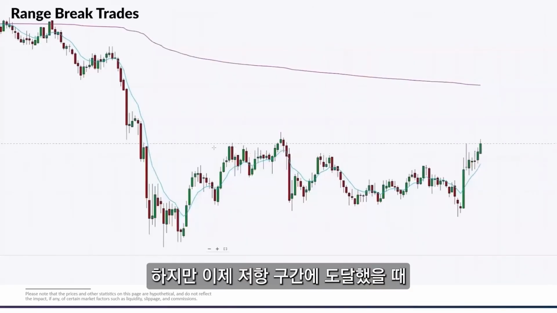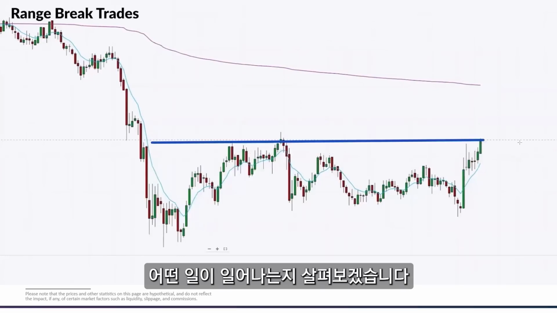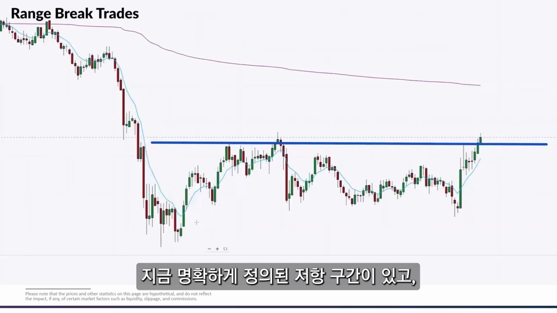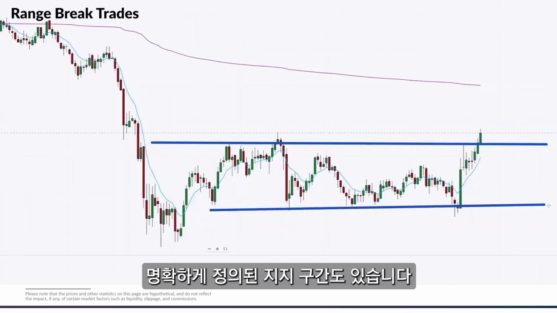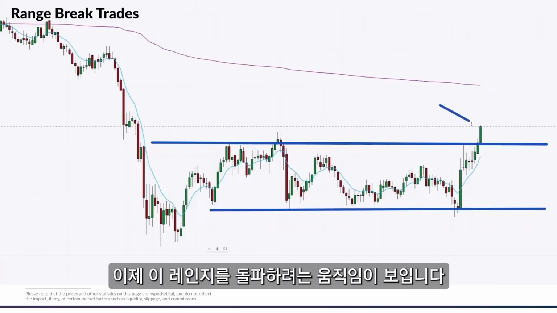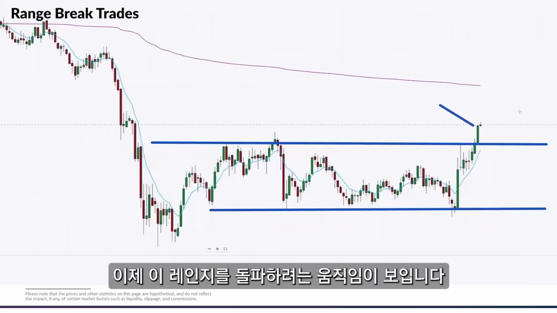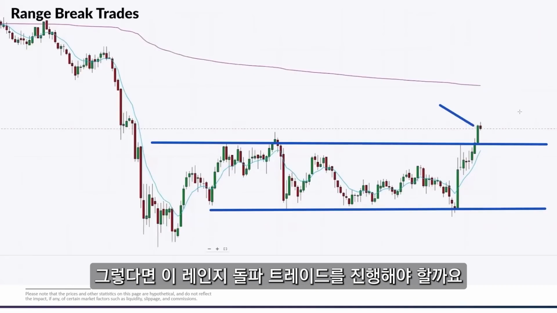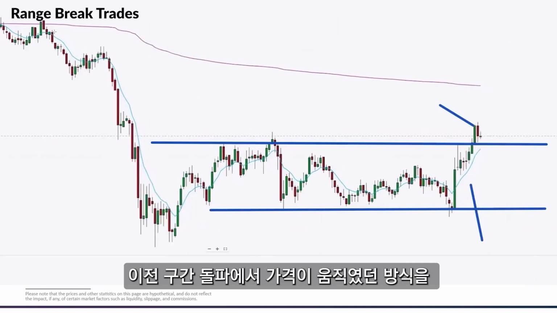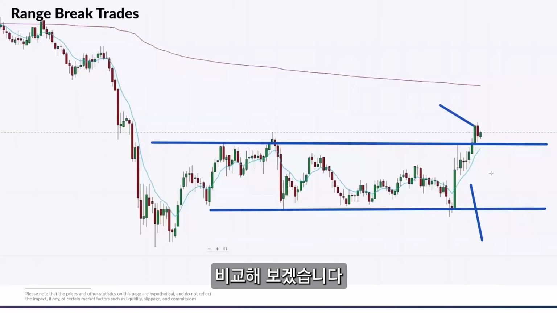But let's see what happens when we come up into this resistance area, right? We have this clearly defined resistance area. And again, we have our clearly defined support area. We're talking about a range here. It looks like we're going to break out of that, right? So are we going to take that range break trade? Well, let's look at the difference from this, the price action moving up in this side versus the way the price action moved on the prior range break.